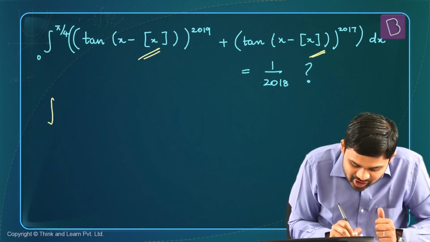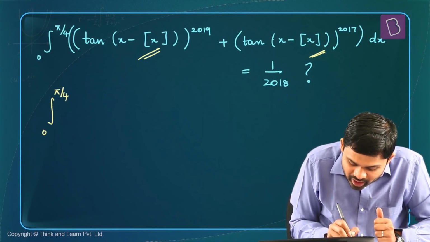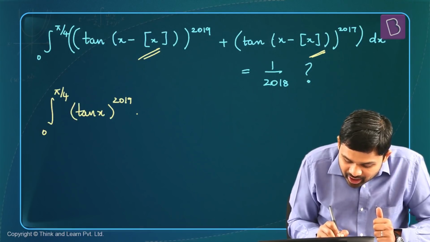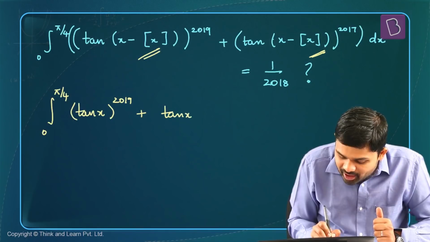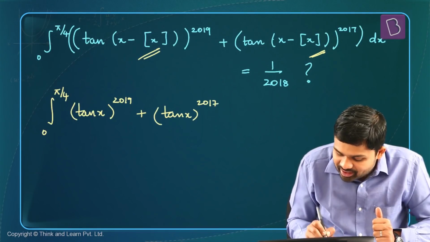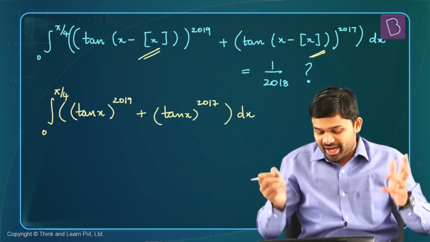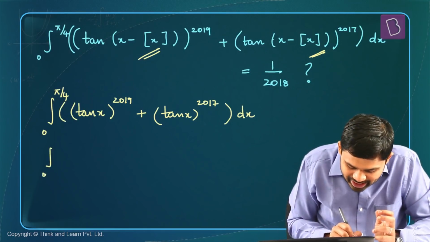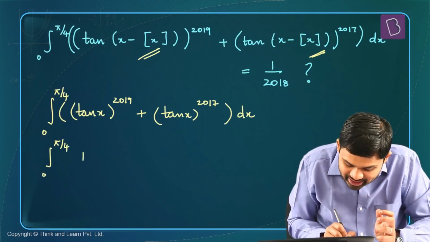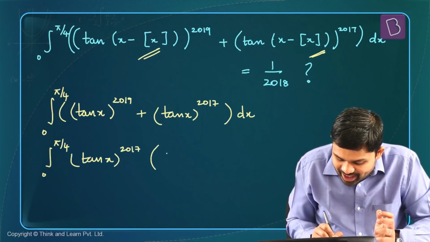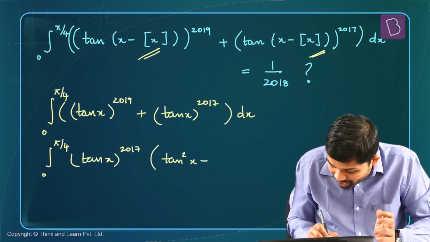So my integral will change to 0 to pi by 4 tan x to the power 2019 plus tan x to the power 2017 dx. Now this is a very, very simple question and we can easily solve it. What I'll do is I'll take tan power 2017 common out, and then I will have tan square x plus 1.